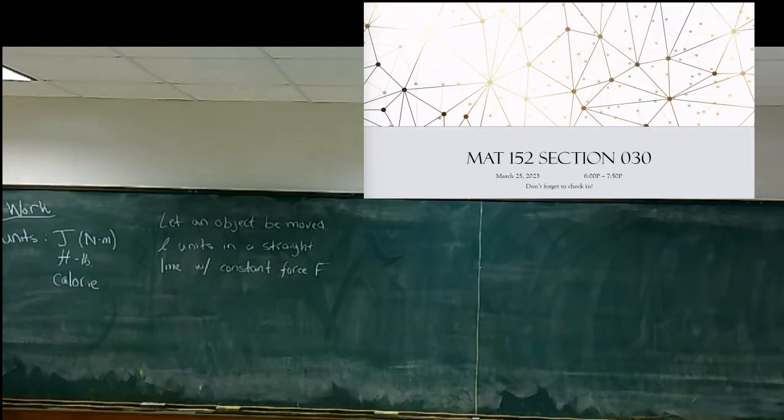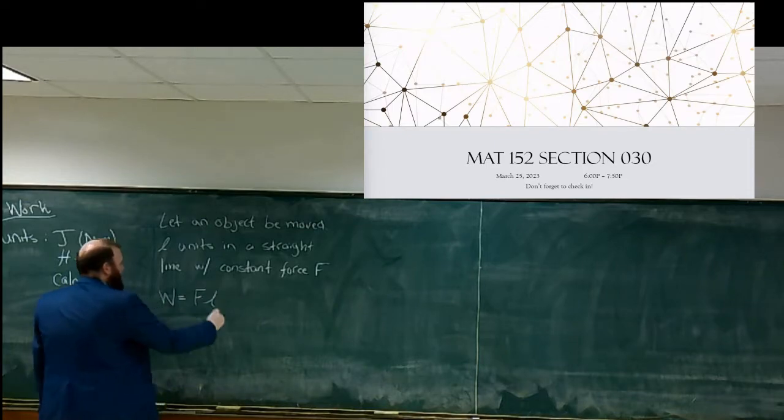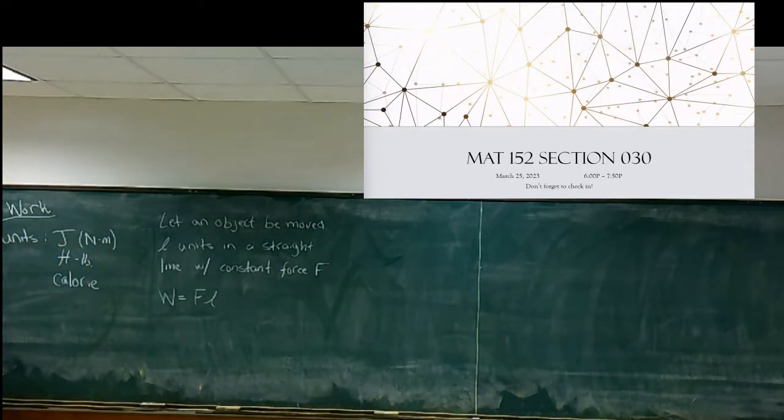Say that an object is being moved L units in a straight line. It's important, it's one-dimensional. Under constant force F, work is then force times distance. Of course, it's very rare that the force is constant. Usually, force varies.